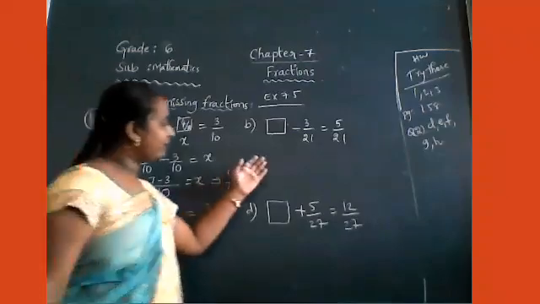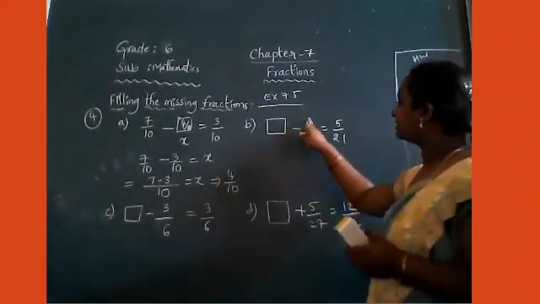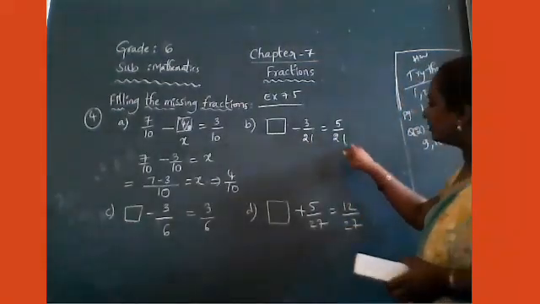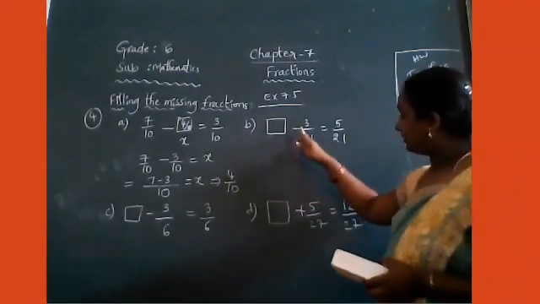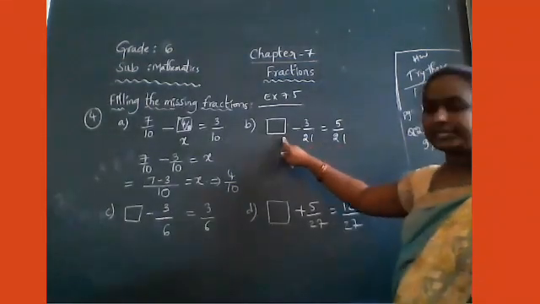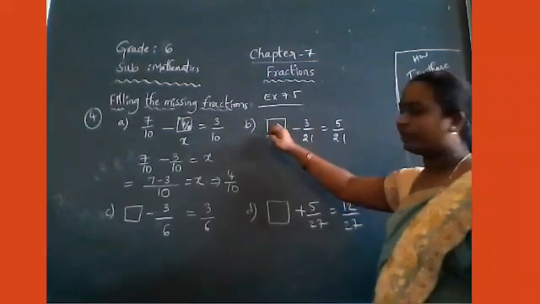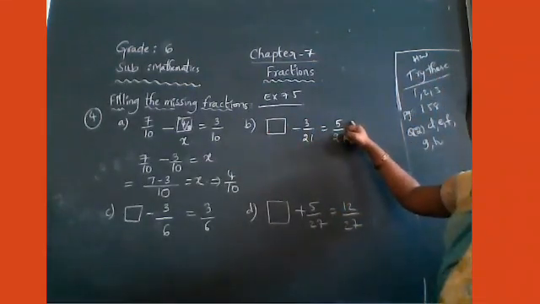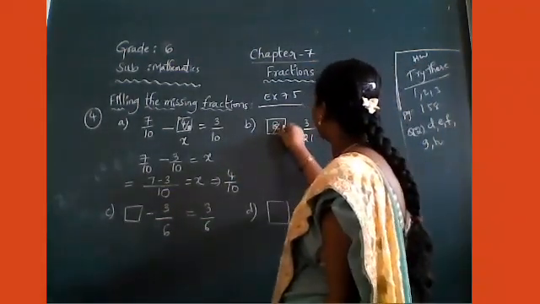Now tell me here. Minus 3 by 21 is equal to 5 by 21. So which fraction do you have to take here? You will get 5 by 21. So which fraction do you have to take here? That means more than 3 we have to take here. Then only we will get 5. Tell me that fraction. 8. Very good. 8 by 21.